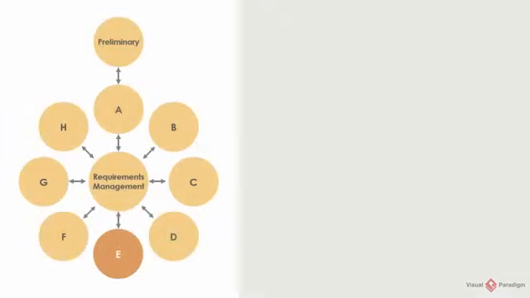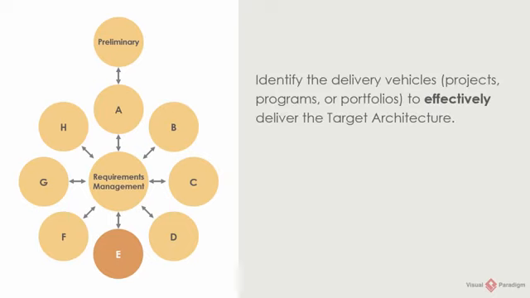So we can now move on to Phase E. In Phase B, C, and D, you've developed the target architectures and recognized the gaps between the baseline and target architectures. Before you go implementing the requirements, you have to identify the delivery vehicles to effectively deliver the target architecture, which is what you will do in Phase E.